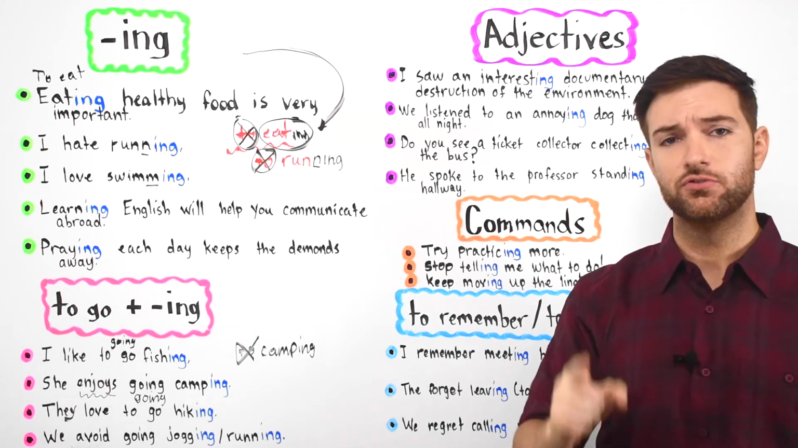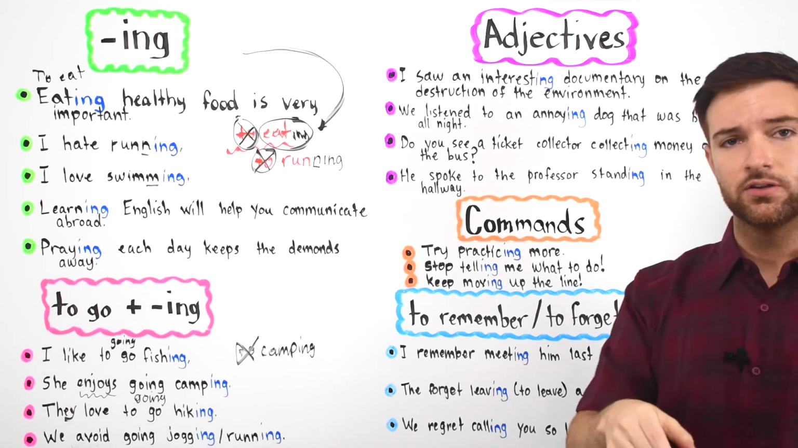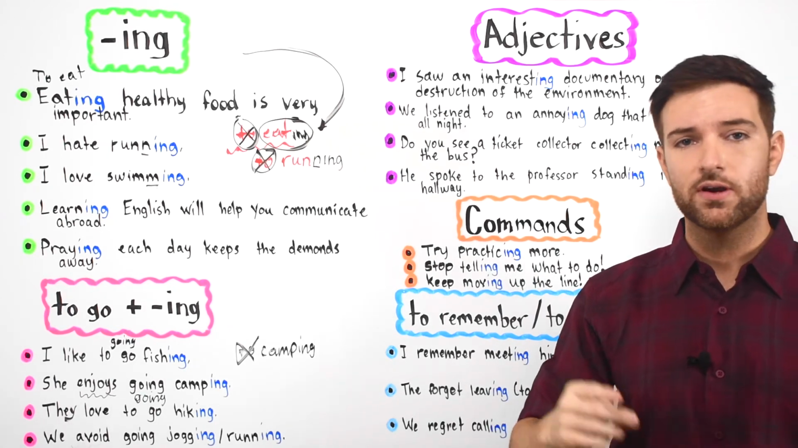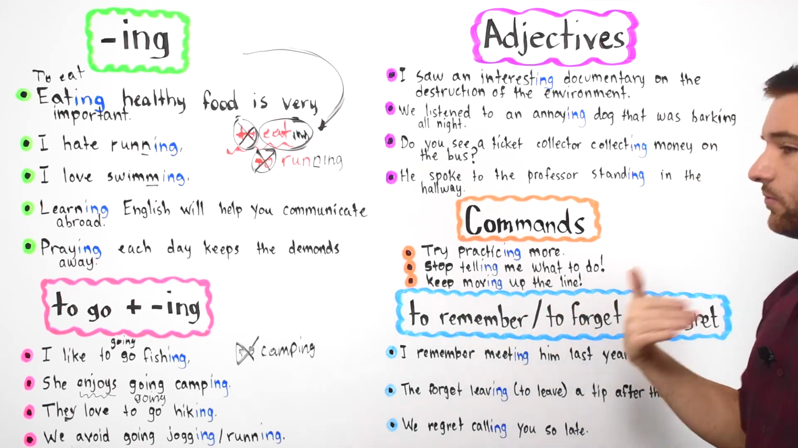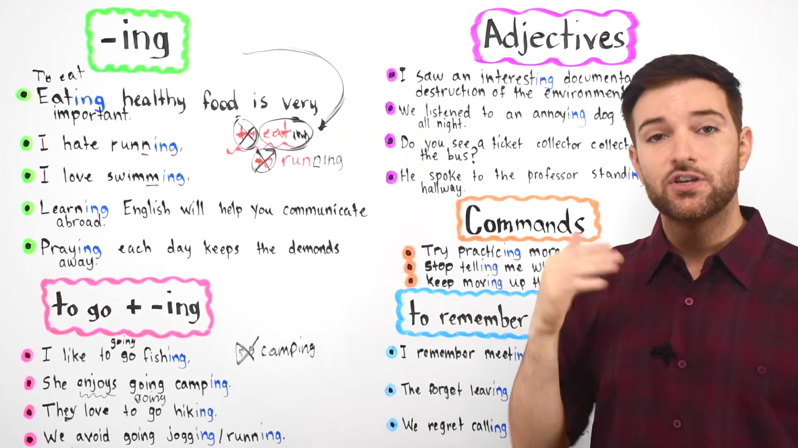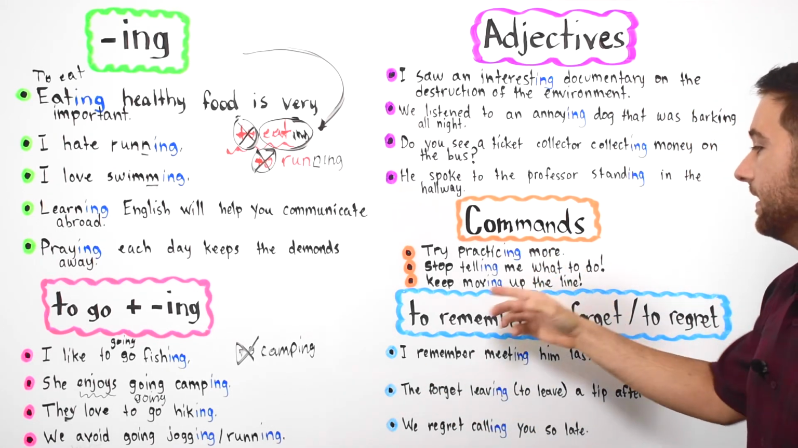We also use the ing form following a command in the imperative. Tell somebody what to do. Do this, do that, do that. For example, try practicing more. Do your best. Try practicing more at math, at English, at Spanish. Stop telling me what to do. Don't tell me what to do. Stop telling me what to do. Okay, it's a command.